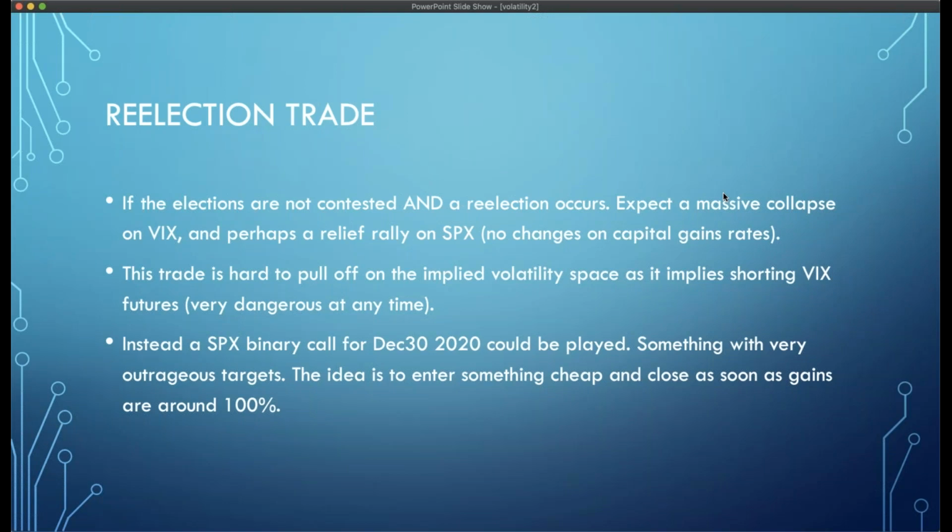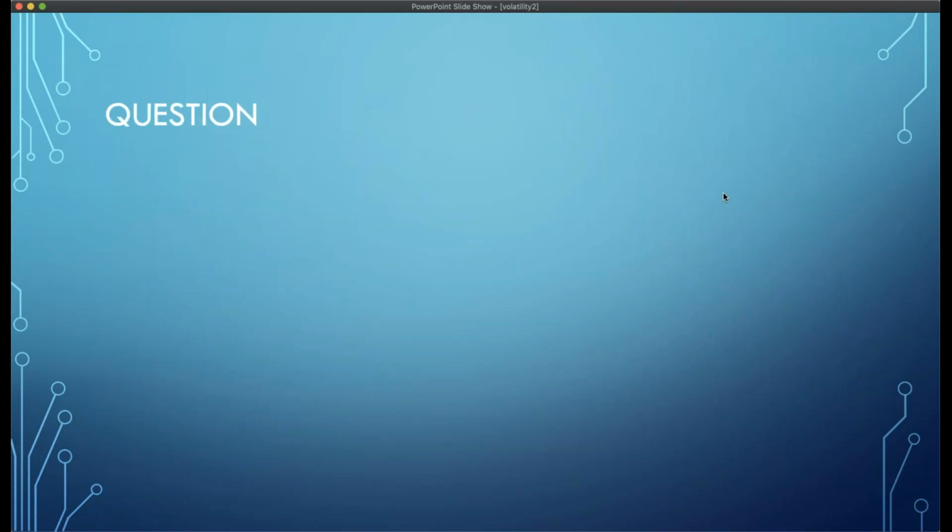If you don't want to short VIX, perhaps a binary call spread for the end of the year. I mean, the market could rally until the end of the year with outrageous targets. It's very similar to all the things I have shown. And in fact, we are running a variation of this trade in the Gamma Optimizer room. That's what I'm running. And those were all my trades. Let's go through the questions I already have, and I'll go over them really quickly.